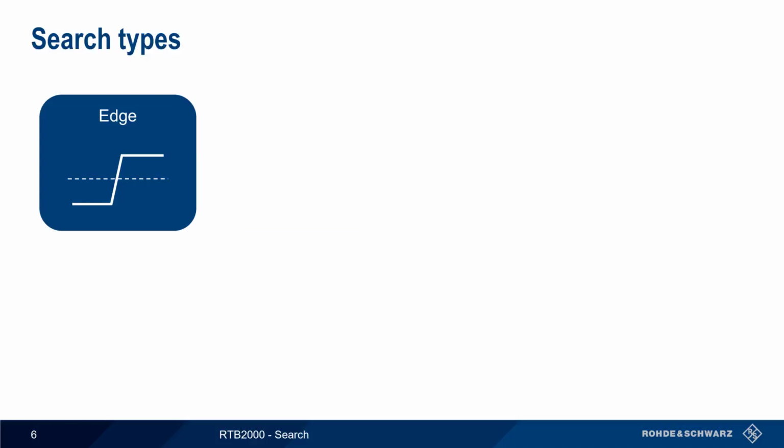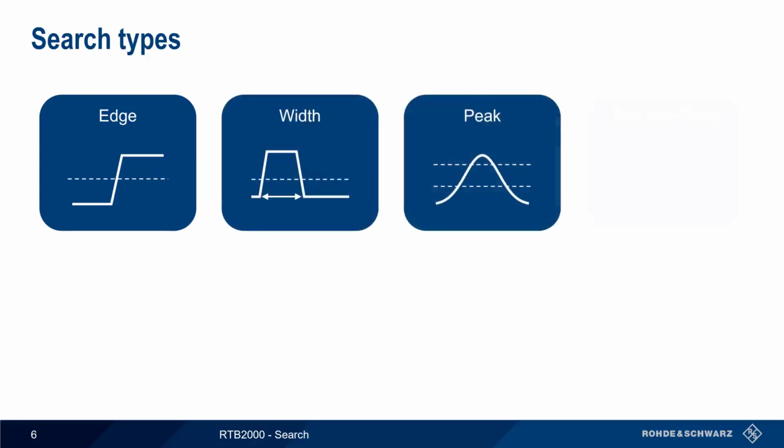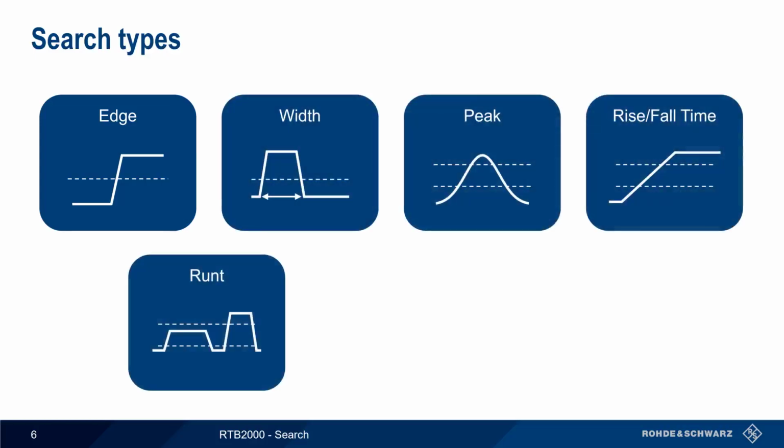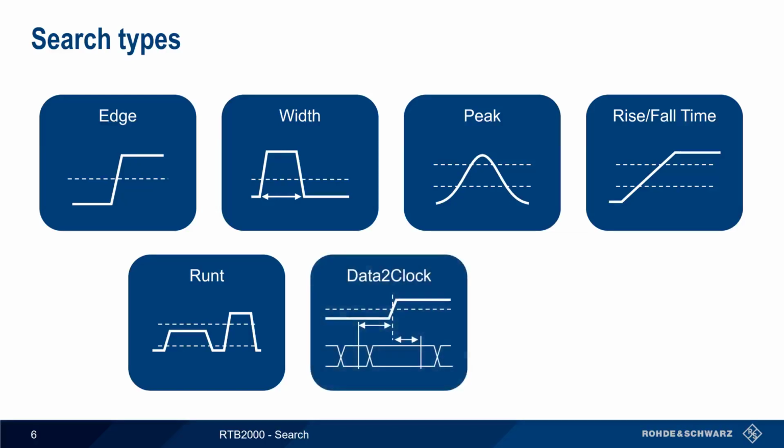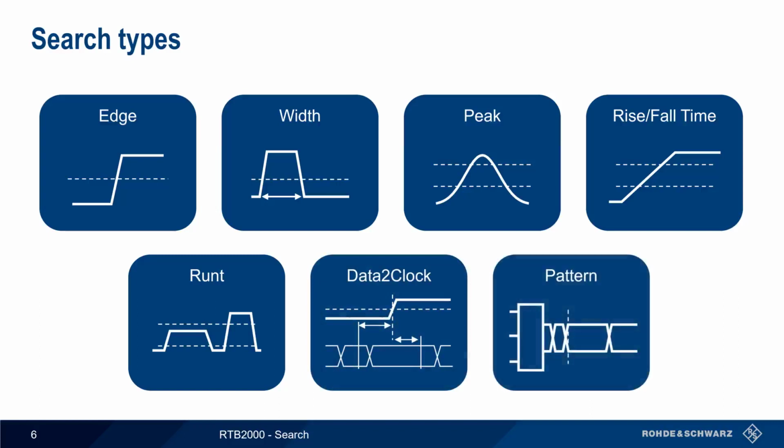The RTB supports seven different search types. Basic search types include edge, width, peak, rise or fall time, and runt. In addition to these, the RTB also supports two additional search types that we won't be covering in this presentation: data to clock, which can be used when evaluating so-called setup and hold times, and a pattern trigger that can be used when performing logic analysis.